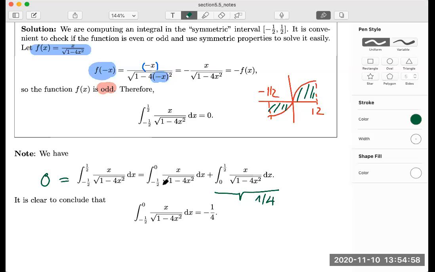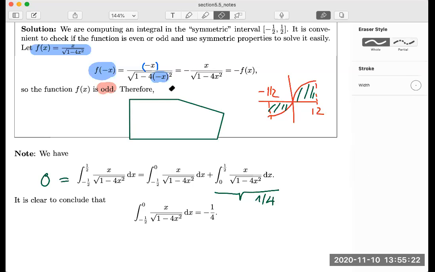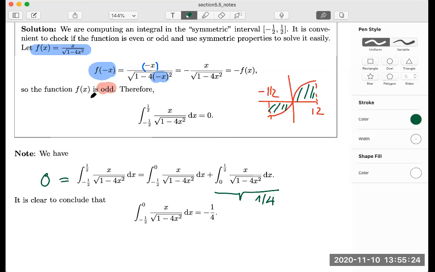No, you don't have to. You don't have to compute the integral from -1/2 to 0 here. I just want to point it out for you to understand, because this is a property of an odd function. So we can conclude that this guy is equal to 0 immediately. But what we need to do is to prove that this function is odd. Okay?